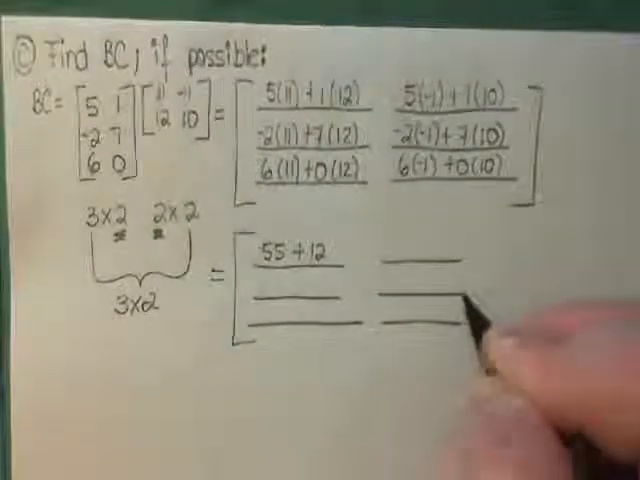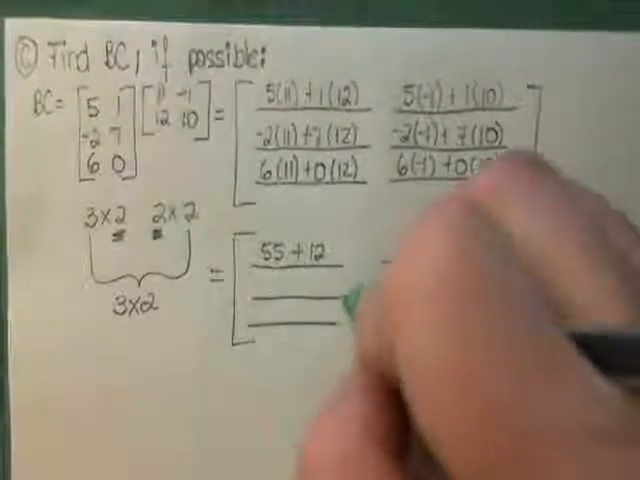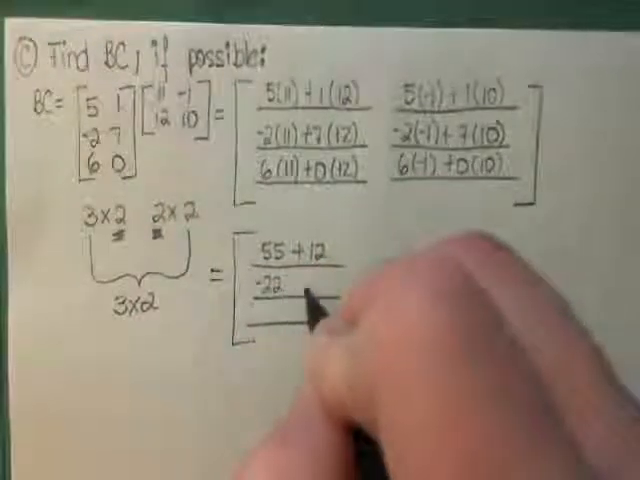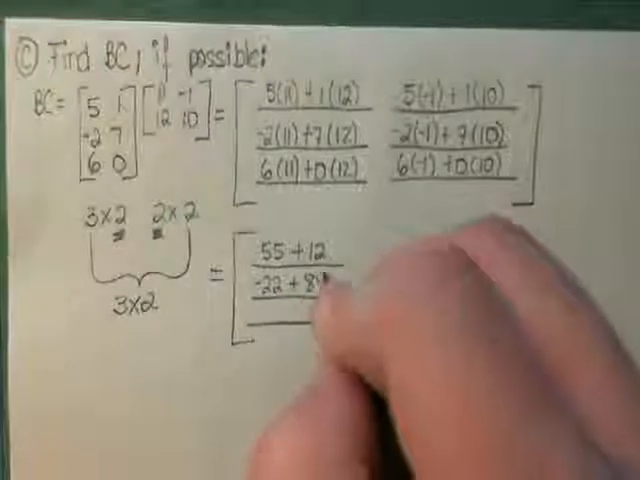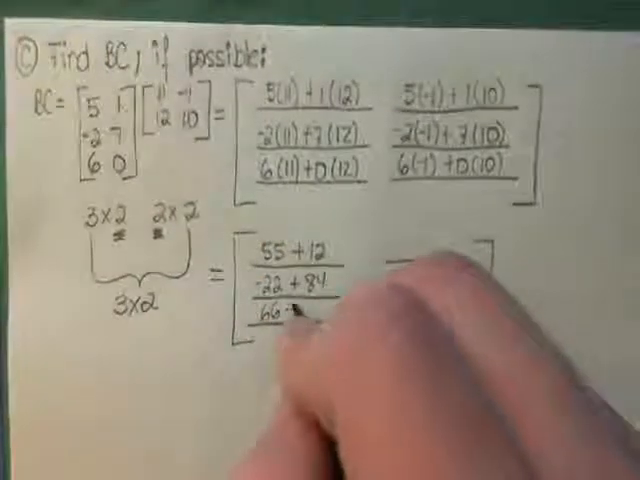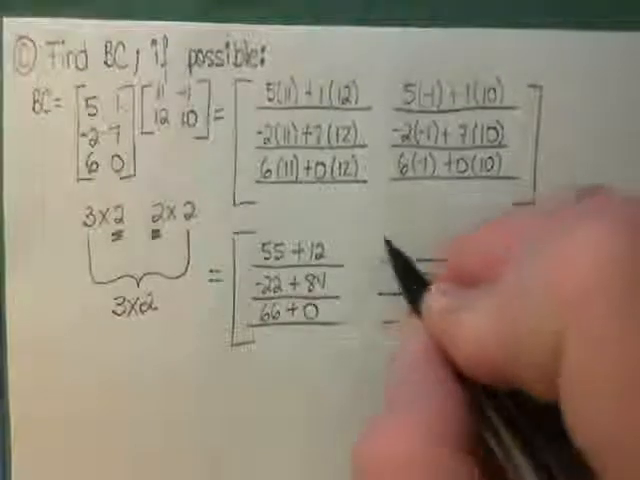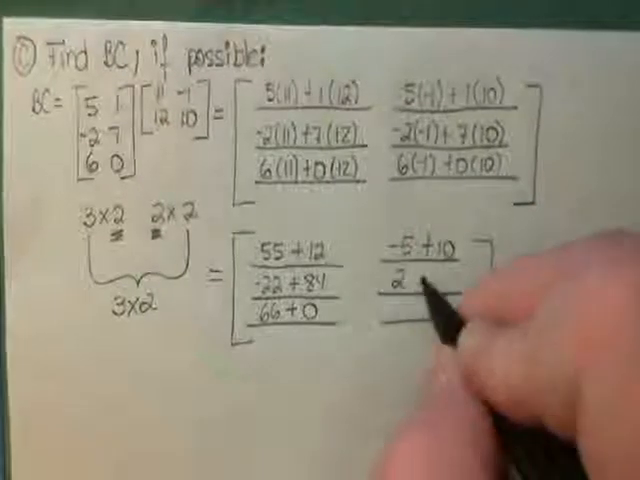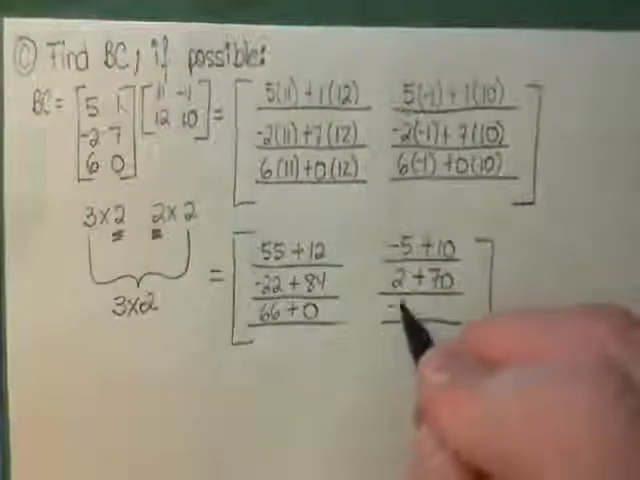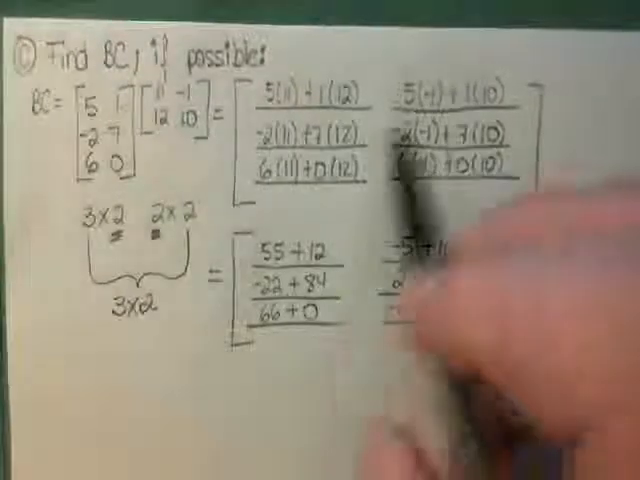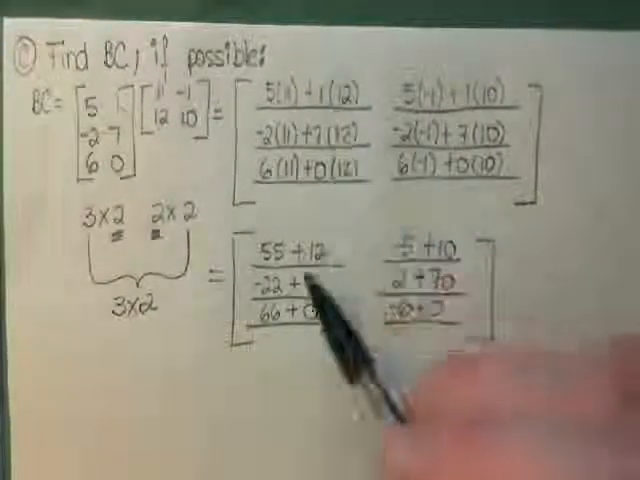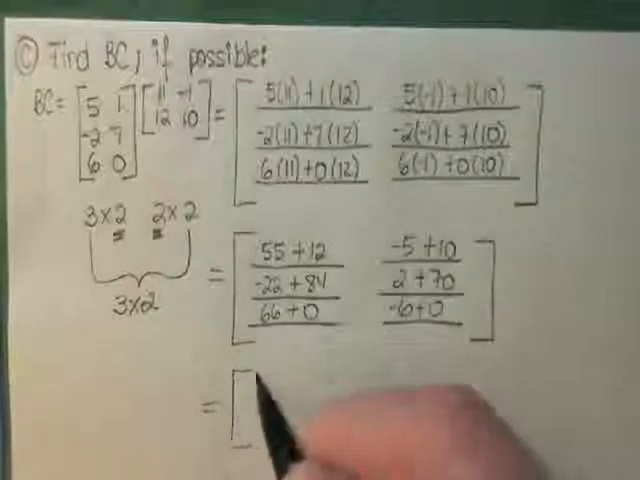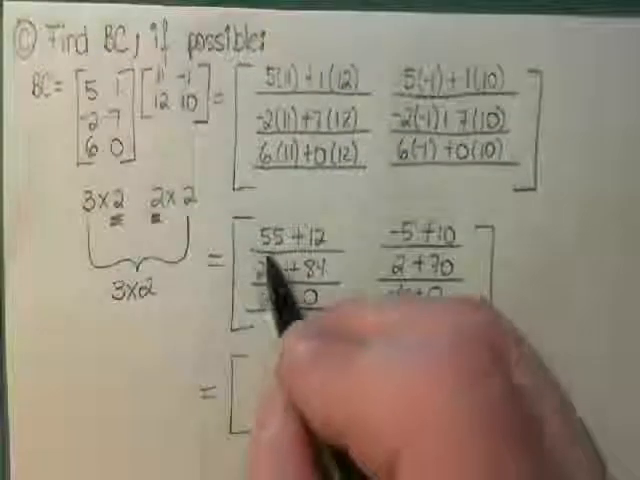Let's put some spaces here for our working area. Alright, so 55 plus 12. Next one is going to be negative 22 plus 84. 66 plus 0. This next one is negative 5 plus 10. Positive 2 plus 70. Negative 6 plus 0. Some students want to do everything in their heads. I highly recommend taking a step, doing the multiplication, and then finalizing it by adding and subtracting. Okay? There will be less chance for mistakes.